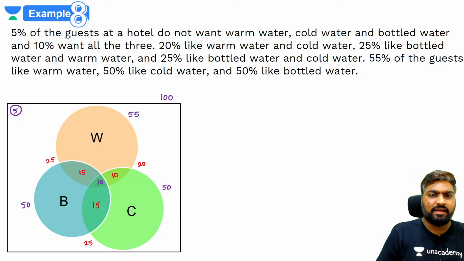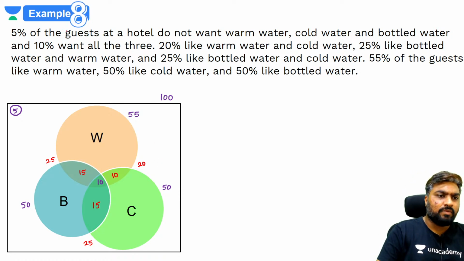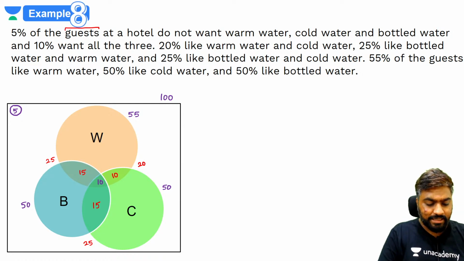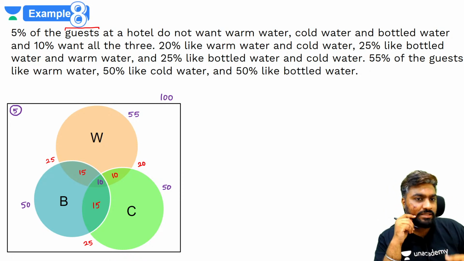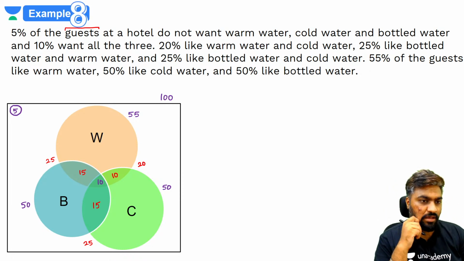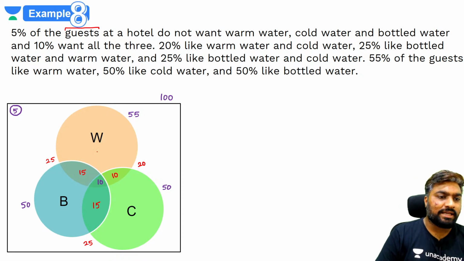Not of 95, no, of the guests, that's it. Once it is said of the guests, that's it. Unless and until they say of the remaining or of the people who want water, then that's a different case. Okay. Now, can we find out individual cases?